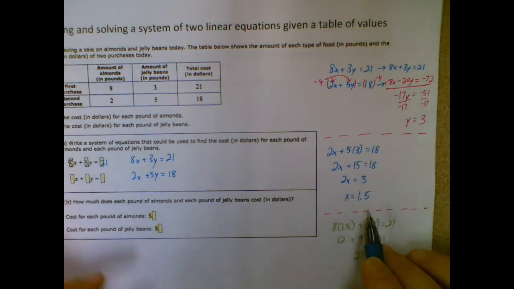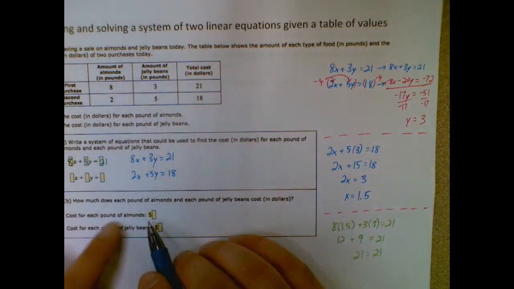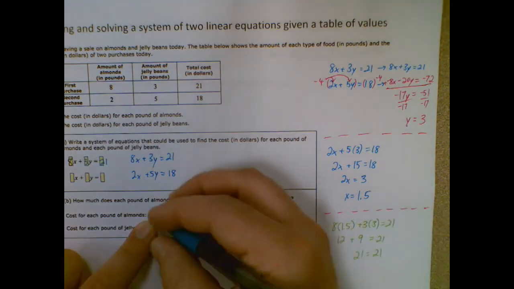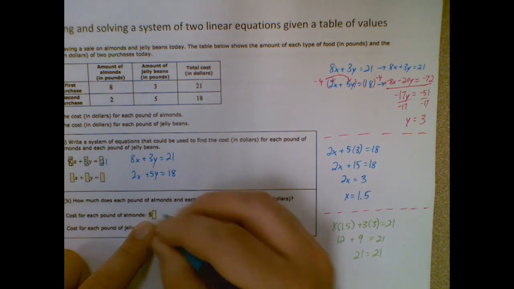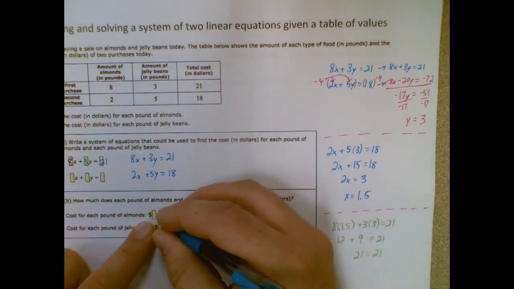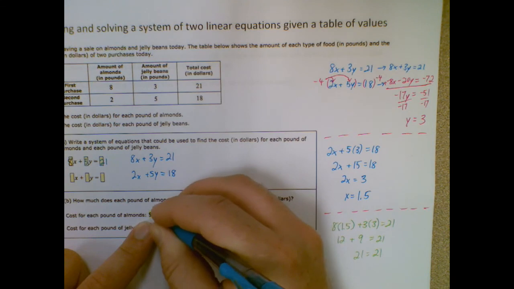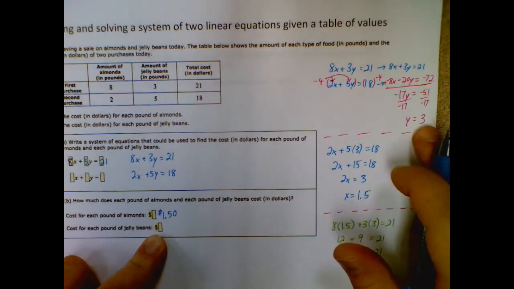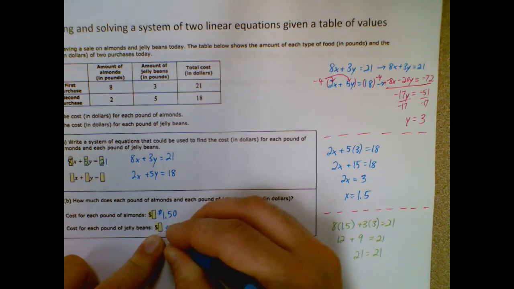So to put them in context, the cost for each pound of almonds, looking back up here, is X. So each pound of almonds will be $1.5, which we want to write as $1.50. And each pound of jelly beans, which is Y, is $3.